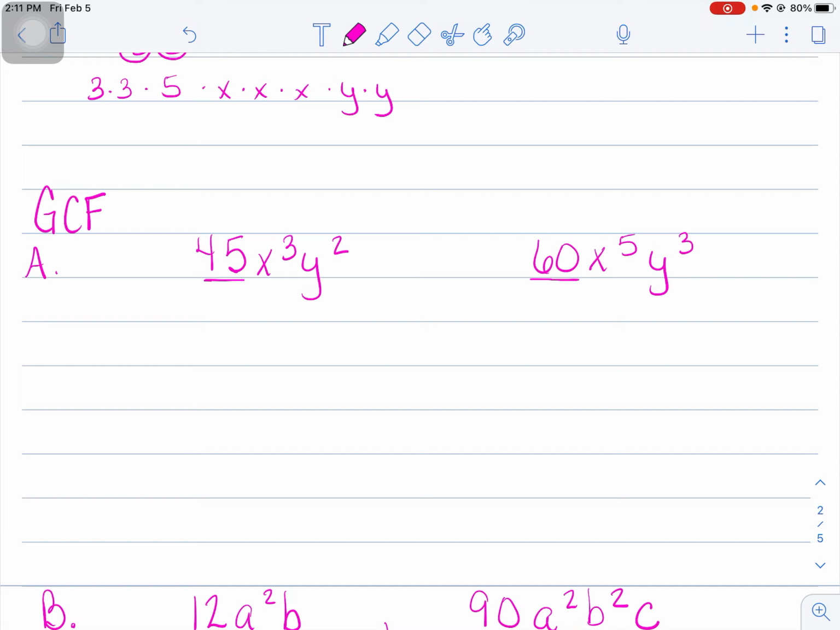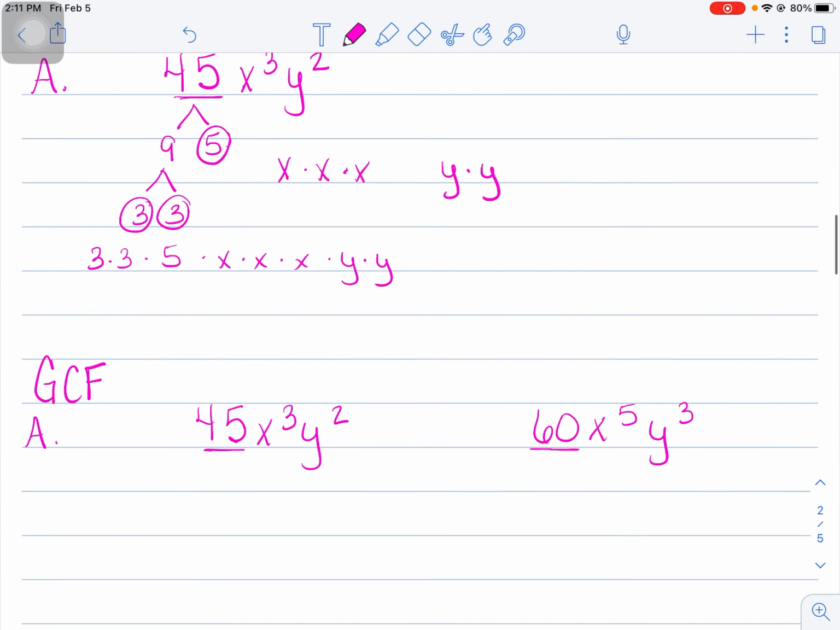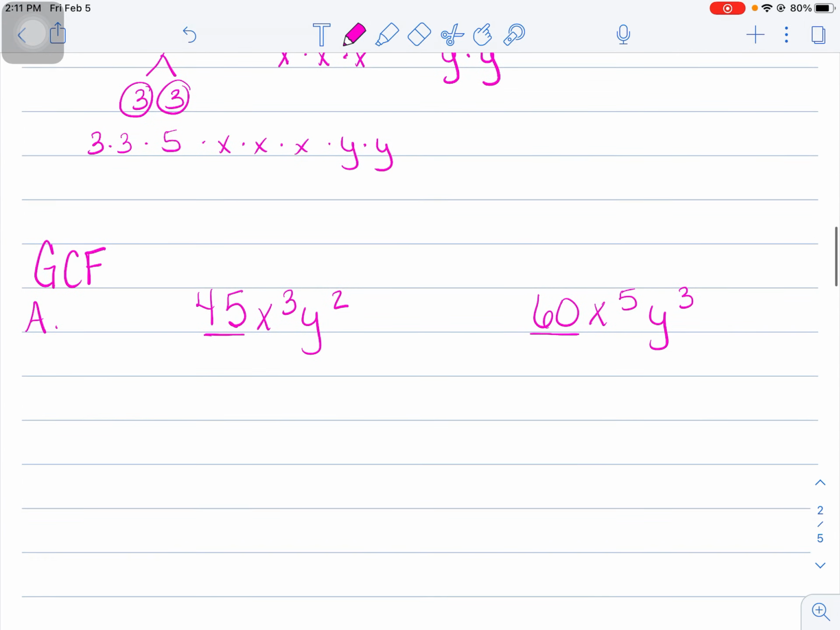So when we think about this, we already know 45, x to the third, y to the second. We've already done that one up there. So I'm just going to copy it back down here: 3 times 3 times 5 times x times x times x times y times y. Now we're going to do the same thing with 60, and we're going to prime factor it. So 60, we can think about 3 and 20. 3 is prime. Let's break down 20 further. We have 5 and 4. 5 is prime. And then 4 breaks down to 2 and 2.